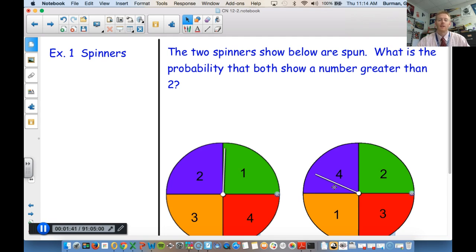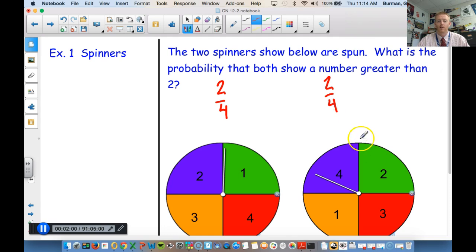So here's our first example. The two spinners shown below are spun. What is the probability that both show a number that is greater than 2? So if we look at this, how many numbers are greater than 2? 3 and 4. So 2 out of the 4 are greater than 2, and on this one, 2 out of the 4 are greater than 2.